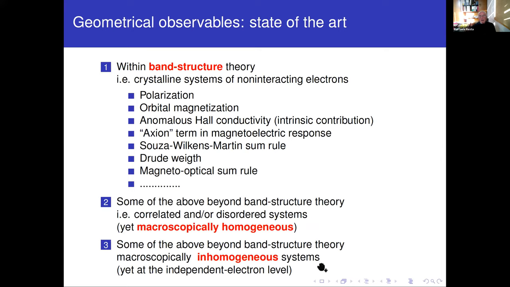And the third, about which I will say something if time remains, is instead the reverse. That is, you have a system which is macroscopically inhomogeneous. Suppose you have a superlattice or a heterojunction, a system with different polarization in different parts, or partly metallic and partly insulating, or different orbital magnetization. And you may ask, can you define a density? Can you identify the intensive property you are looking at by means of a density in only a part of the system?